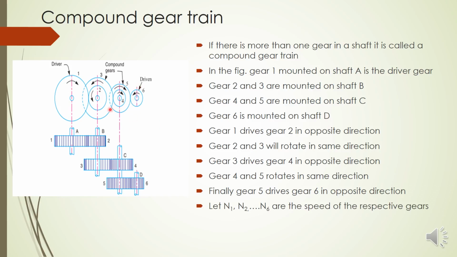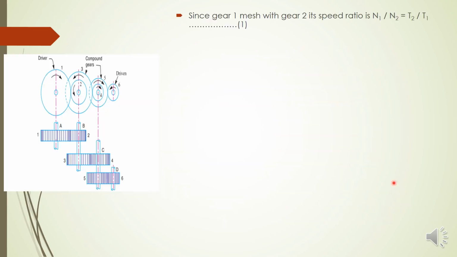Now we have to derive the speed ratio of this gear train. So let N1, N2, N3 etc. up to N6 be the speeds of the respective gears. Similarly T1, T2 etc. up to T6 are the number of teeth on the respective gears. So we have to consider each intermeshing pair of gears and write the equation, similar to what we have done in the simple gear train. So let's see.